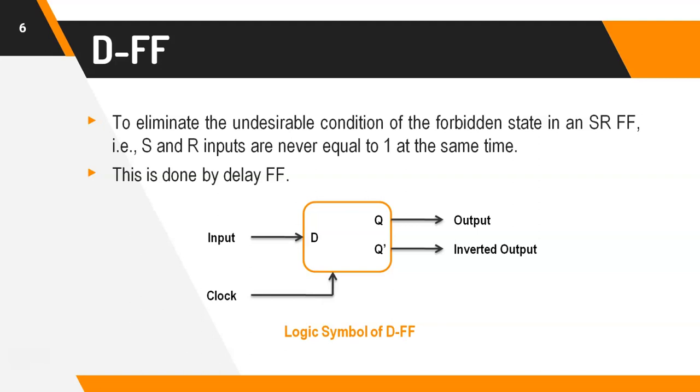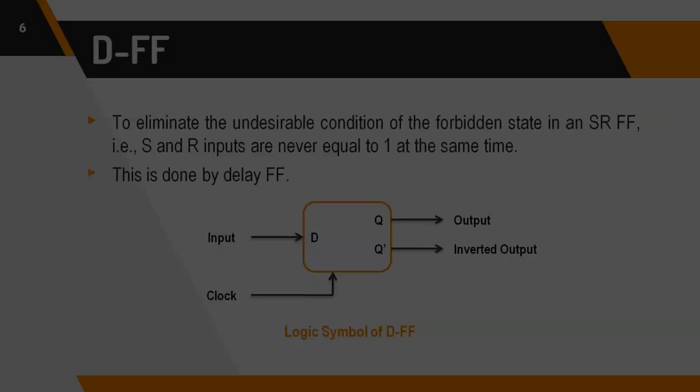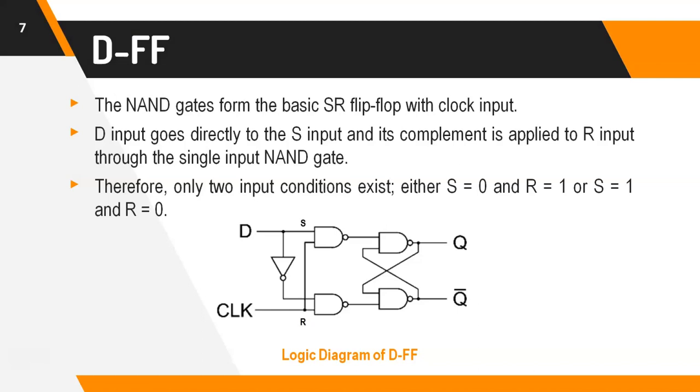Then how to avoid this condition? To overcome this condition, my inputs should not be equal at the same time. For this reason only, I am going for D flip-flop. This is the logic diagram of D flip-flop. Here we can clearly understand that D input is directly given to S input and D complement is given to R input. So only two conditions will be available here, either S equal to 0 and R equal to 1 or S equal to 1 and R equal to 0. From this we can avoid the unused condition which happens in SR flip-flop. And here we have two outputs, one is the normal output and another one is the inverted output.